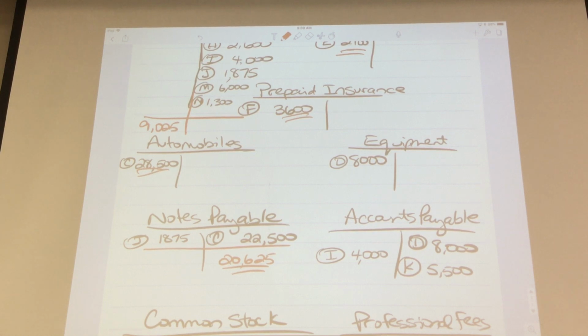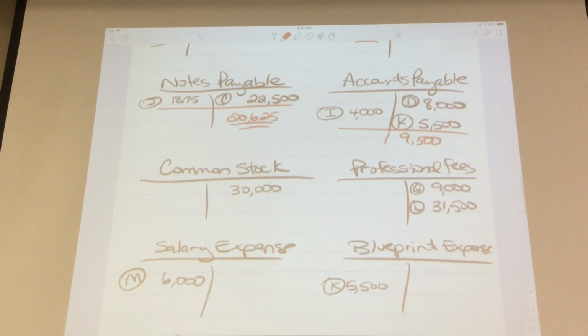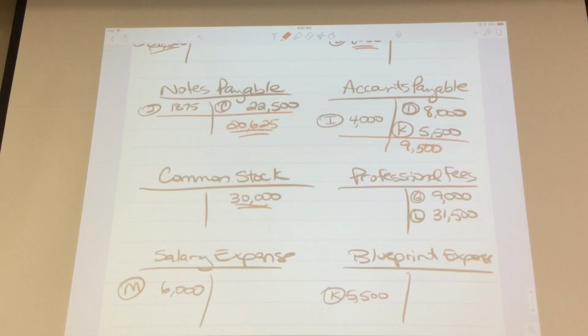All right, so what did you get? Let's see, equipment stays. What'd you get for your accounts payable balance? 8,000 plus 5,500 less 4,000, 9,500. Common stock doesn't have anything to do.